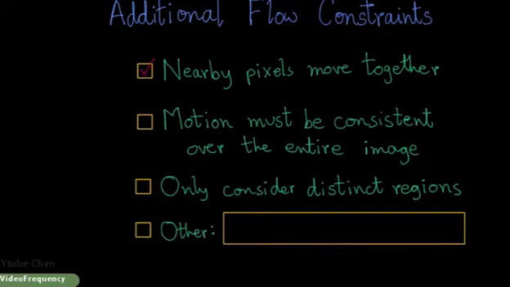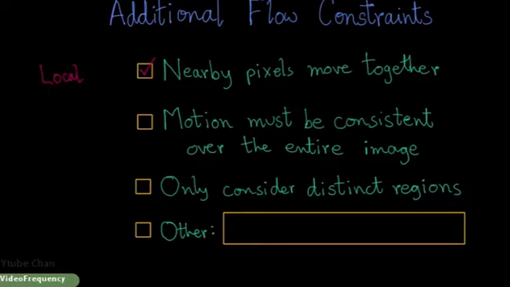Yes, nearby pixels tend to move together. This is because an object seen moving in a certain way occupies more than a few pixels. Well, otherwise it would be hard to see. This can be thought of as a local constraint, and we'll see more of this later.